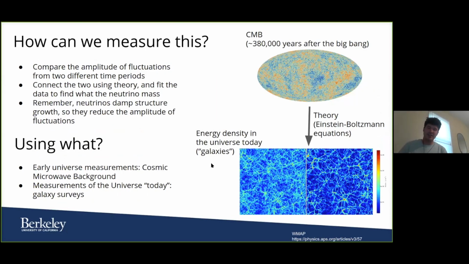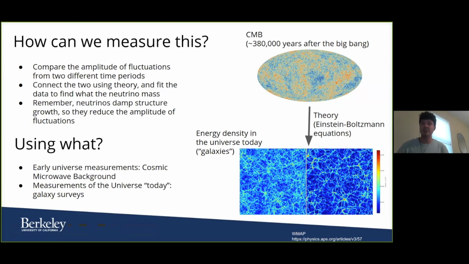So that's great. I told you what neutrinos actually do, but how do we actually measure this with real data? This is just simulated data, by the way. This is real. The idea is to find observables that happened at two different points in time, and then compare the fluctuations of the matter or energy distribution in the universe at those times, and connect them with a theory, which we have, called the Einstein-Boltzmann equations, and then ask, what value of the neutrino mass do I need in order to fit the data?